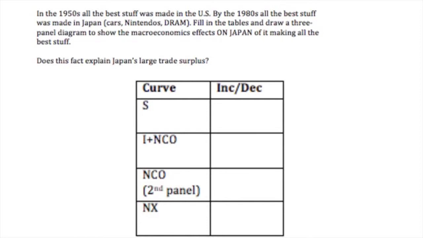So what's described here, what curve shift is described here for Japan? So we want to think about the macroeconomic effect on Japan. In Japan's case, it's nothing to do with savings, investment, or net capital flows. This is all about trade, and we can see from Japan's point of view that there's going to be an increased demand for exports, so an increase in net exports.